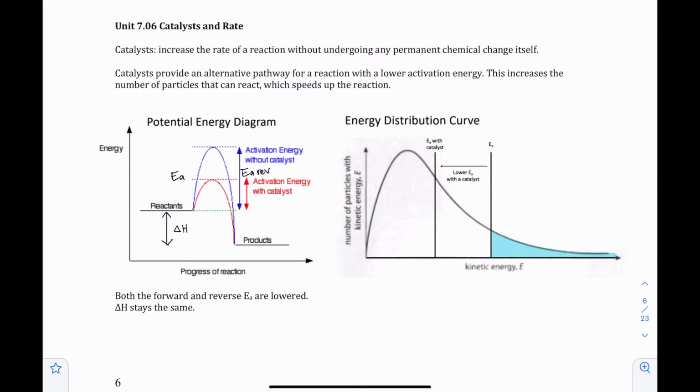Catalysts increase the rate of a reaction without undergoing any permanent change itself. They do this by providing an alternative pathway with a lower activation energy. Now, if we were to draw this on a potential energy diagram, the activation energy, or EA, would be lowered.